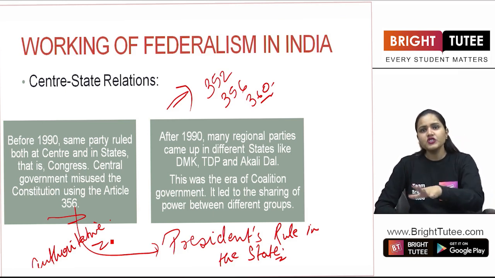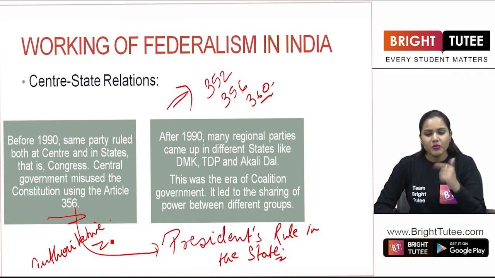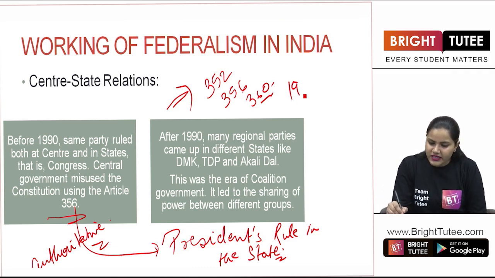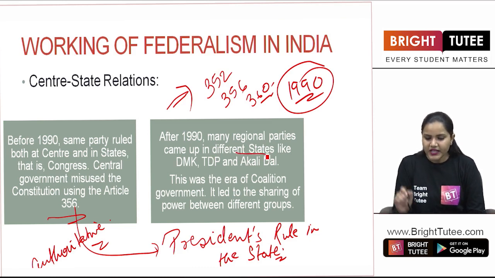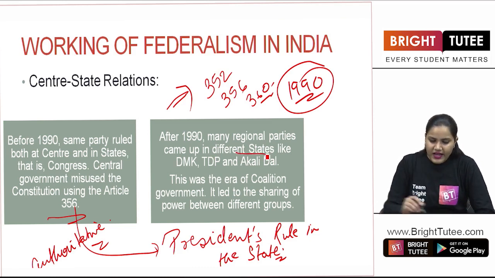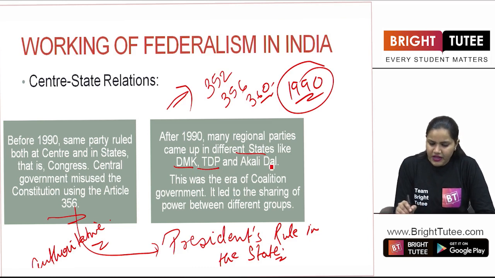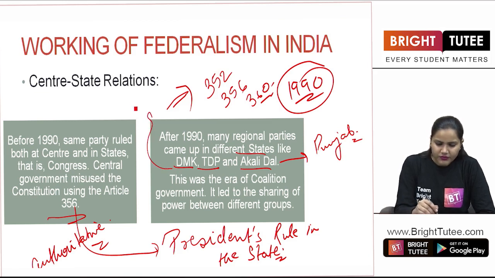Now all these regional parties that were trying to win elections posed a serious threat to the Congress party. Why? Because after 1990, the whole scenario started changing. After 1990, many regional parties came up in different states like DMK, TDP and Akali Dal. Akali Dal, that is in Punjab, and DMK in Tamil Nadu.